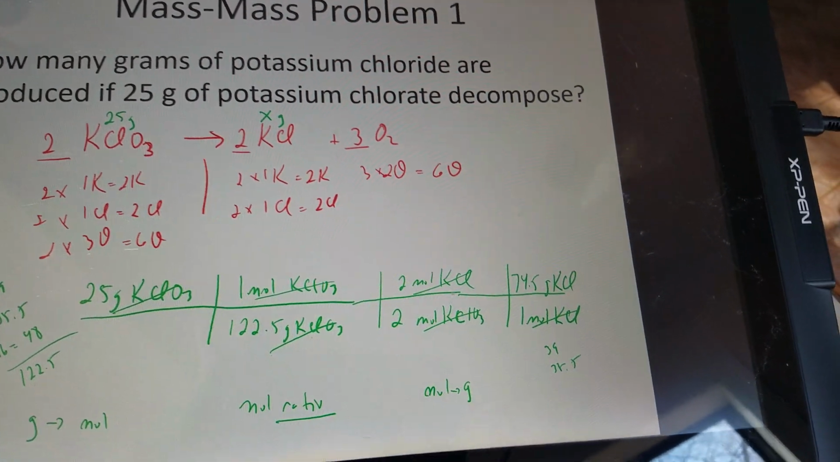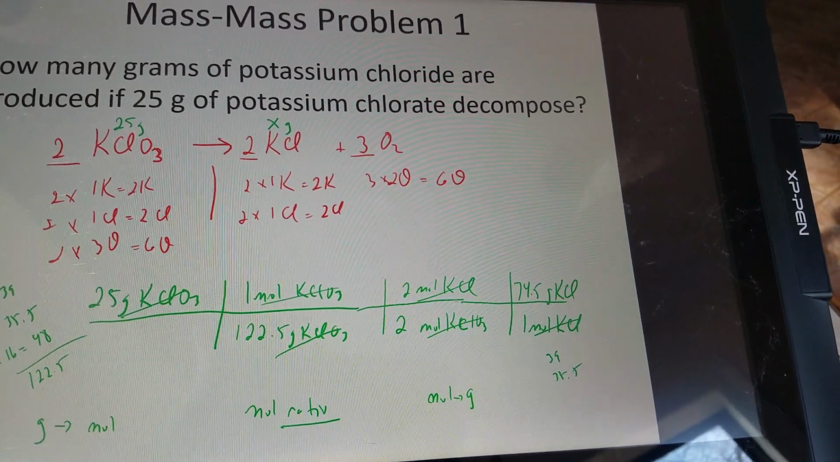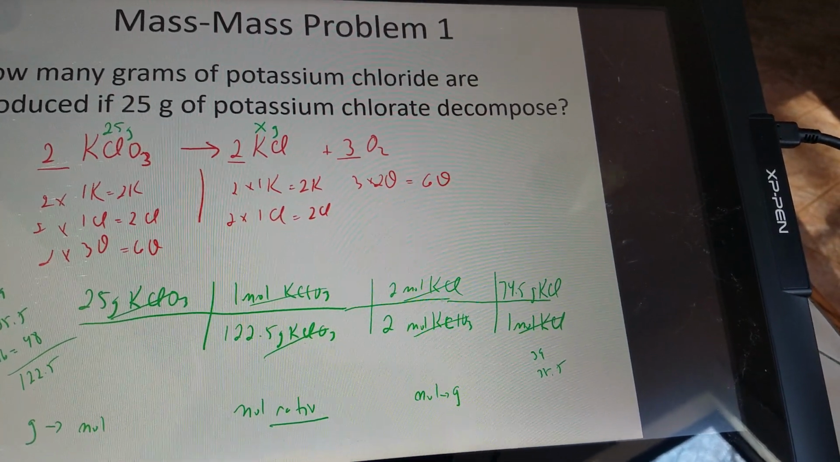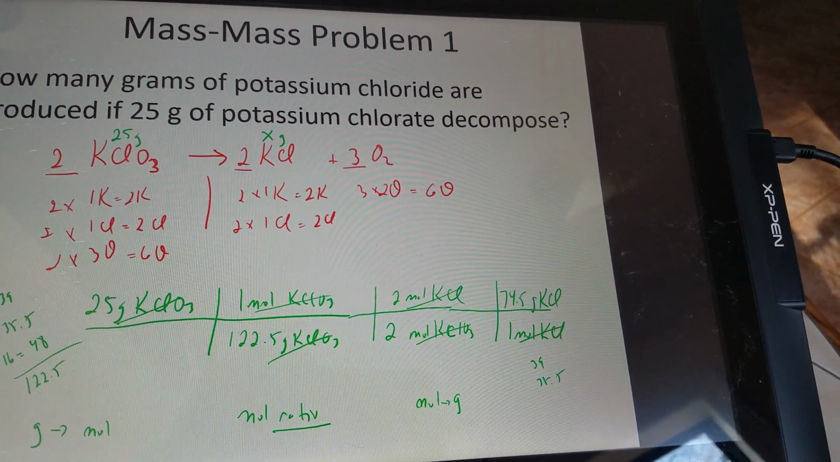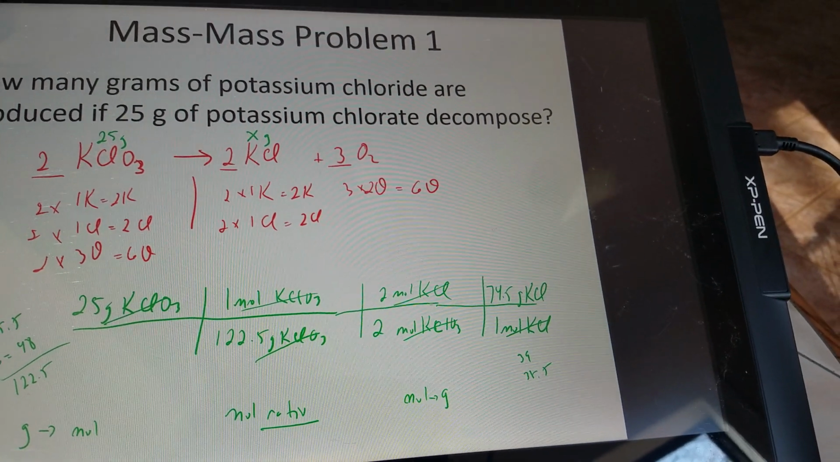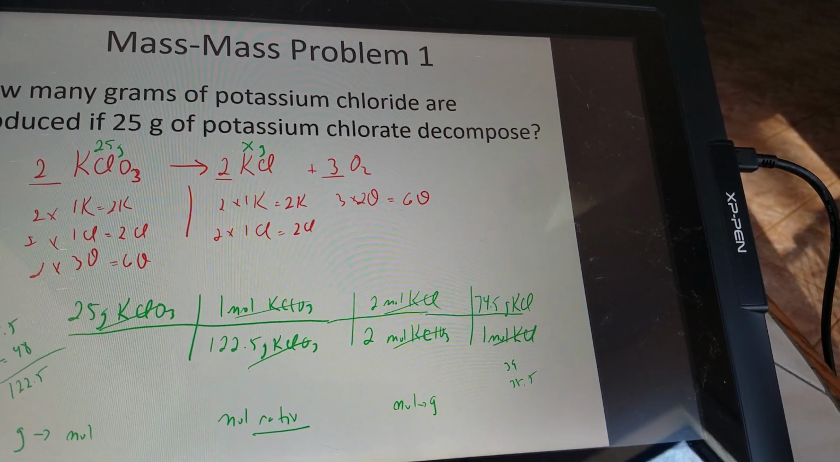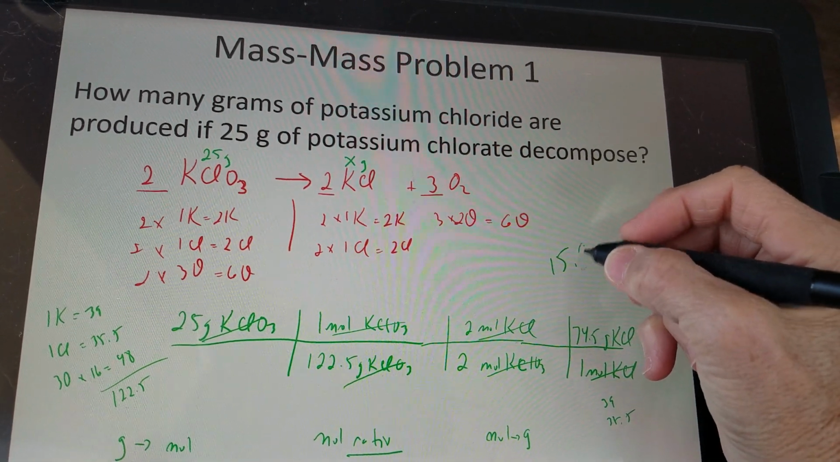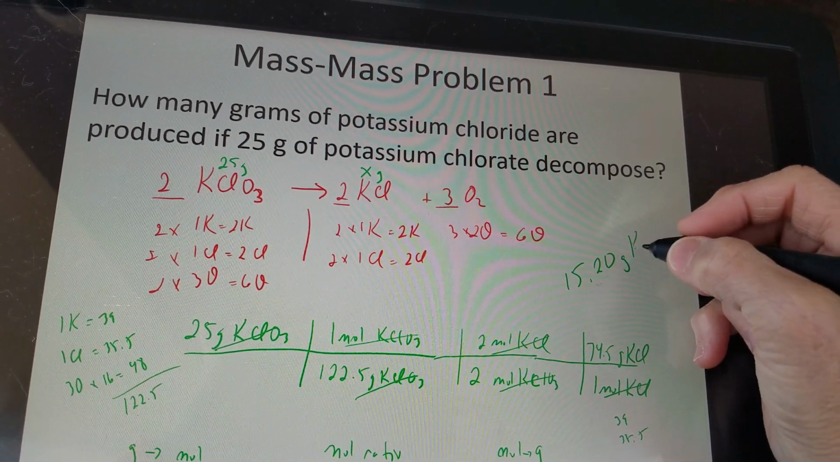So you'd have your 25 divided by the 122.5, times 2 divided by 2. So you really wouldn't have to do that if you didn't see that. And then, of course, times the 74.5, and I'm getting 15.20 grams of potassium chloride.